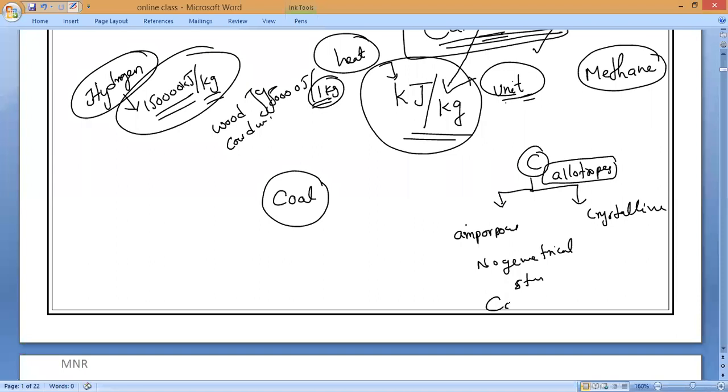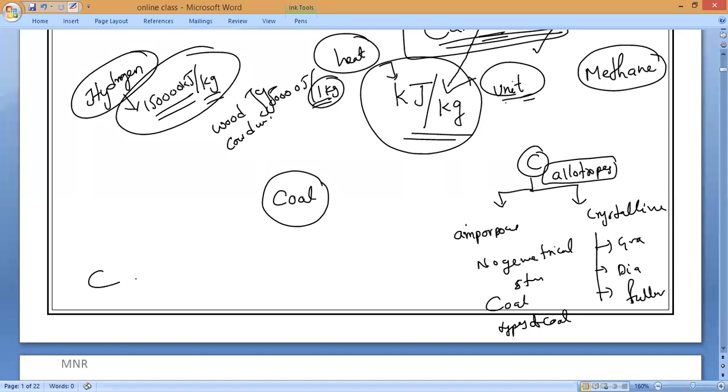Like we can take coal and types of coal, which you might know from studying in the lower classes. Crystalline ones are three. One is graphite, next is diamond, and the third one is fullerenes. If you burn any kind of allotrope of carbon, they basically contain pure carbon only.